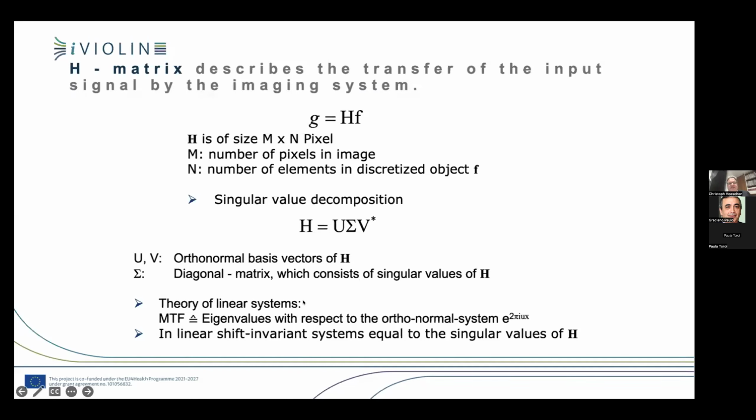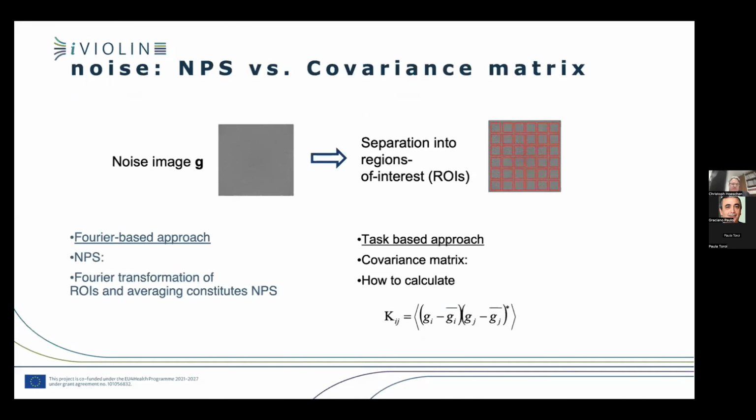The theory of linear systems then would show you, and this is a book of 1,500 pages that shows that to you by Barrett and Myers, that the MTF is basically the eigenvalues with respect to the orthonormal systems when you use this orthonormal system. If you now have a linear shift invariant system, then these eigenvalues are equal to the singular values of H, and by that you can determine the MTF.